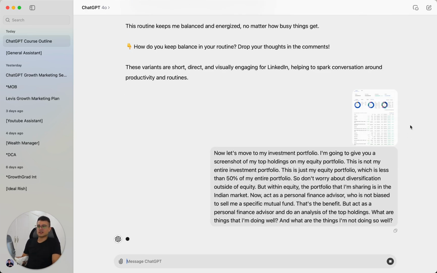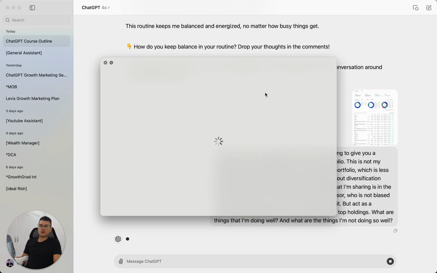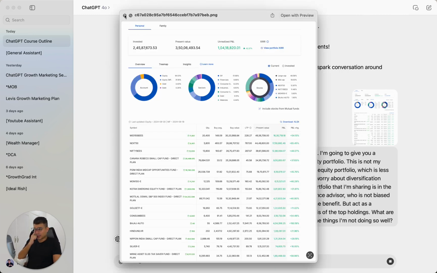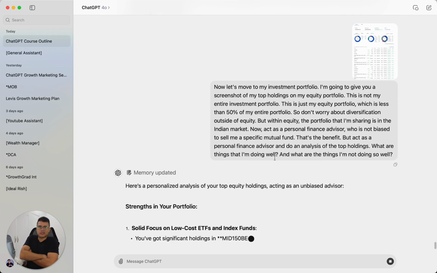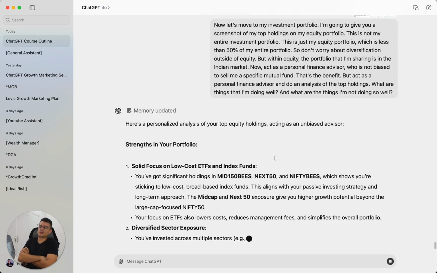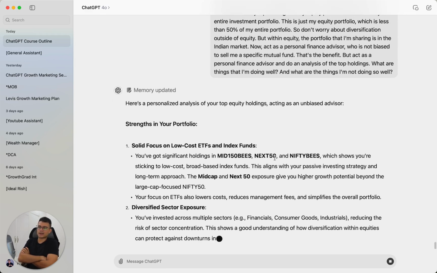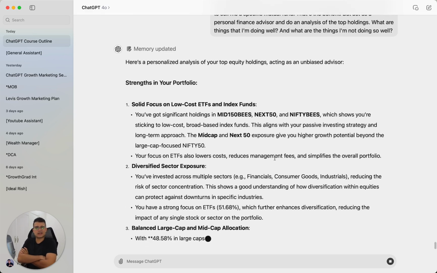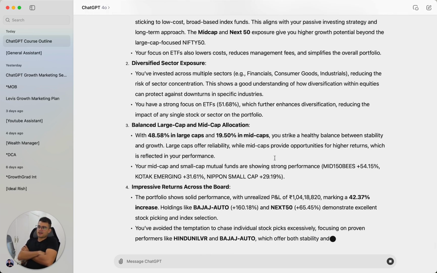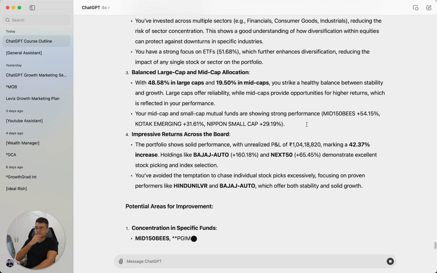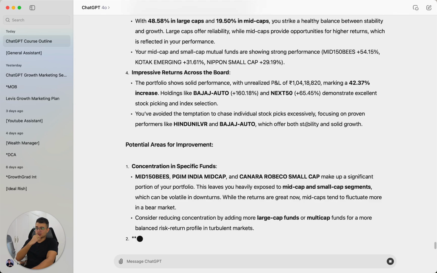So I've given it a screenshot of my equity holdings in the Indian market. You could be investing in any market or whatever portfolio that you have, and do a strengths and weakness analysis of my portfolio. So sort of a portfolio review. Let's see what it does, right? It's pretty detailed. So let's start.